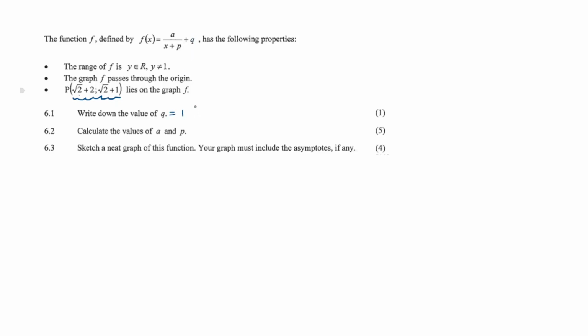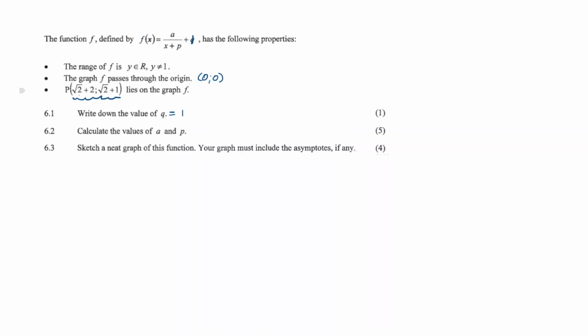So q is 1. It passes through the origin, so that's a point that I could sub in because at this stage I'm now missing 2 letters, so I need 2 points. And here's another ugly point. And so the bulk of getting our marks is going to be substitution. And so let me start with the easier one.